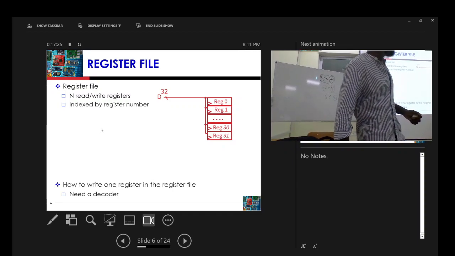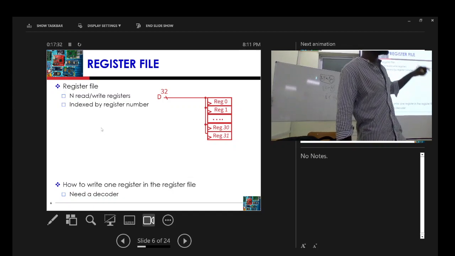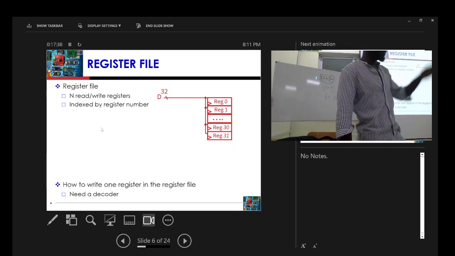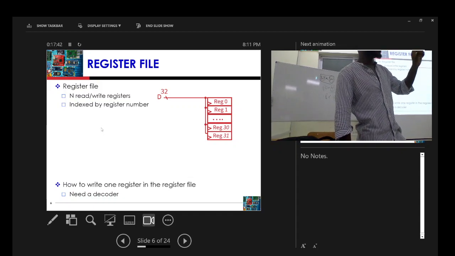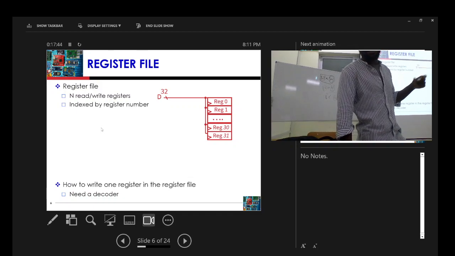So now, if I want to write to one register, how would I do that? If D is connected to all of them, it means that if I put any data on it and enable it, it will write to all the registers, all of them, but I don't want that, right? I want to be able to write to a particular register. So how can I achieve this?